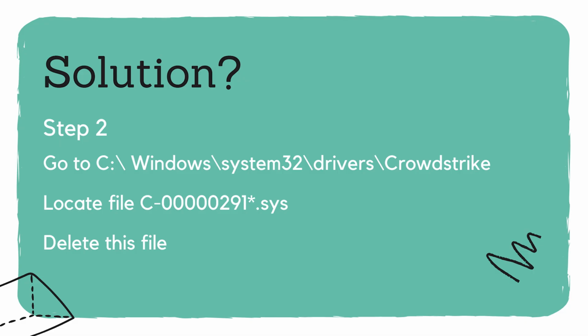So once you open your computer in safe mode properly, you need to go to this path. Usually it will be C:/Windows/System32/drivers/CrowdStrike. This is the folder for CrowdStrike. And in this directory, locate the file named 0000291*.sys. You can see this file on the screen. Just delete this file, and now restart your computer normally.